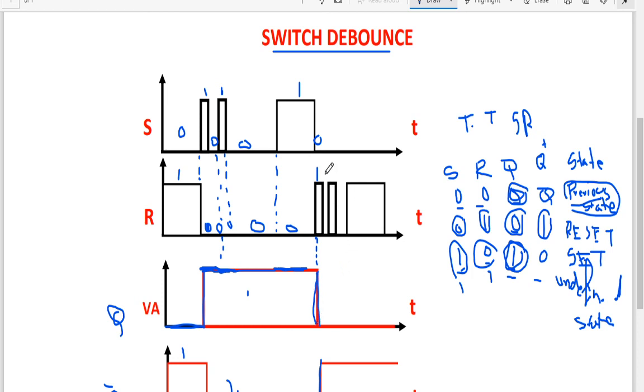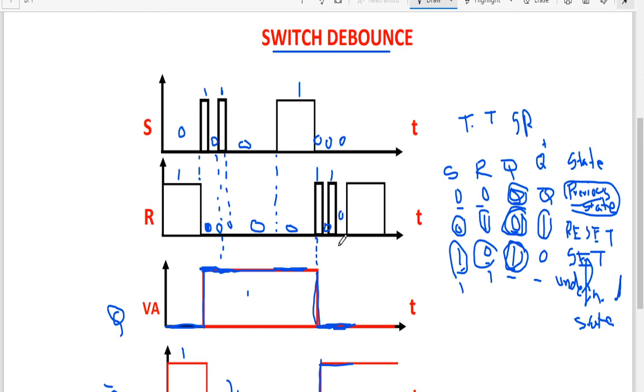Now after that you can see the S value is 0 as well as the R value is 0. So when S is 0 and R is 0, what do we say? 0 0 gives Q, that is the previous state. What is the previous state? The previous state is the low state, so the Q value remains 0 only. Now when S is 0, R is 1, what is the value of Q? The value of Q is again 0. So it continues to remain in the same state, that is 0, and Q bar continues to remain in the high state.